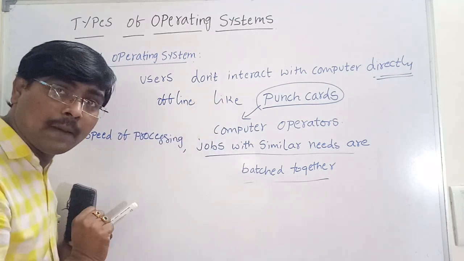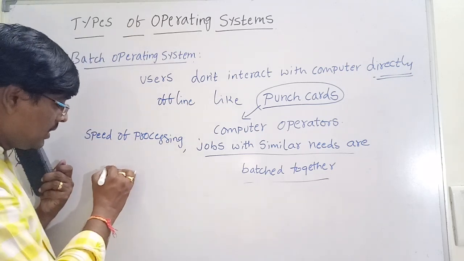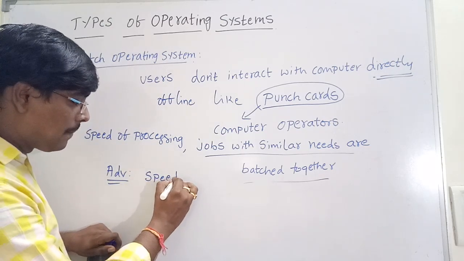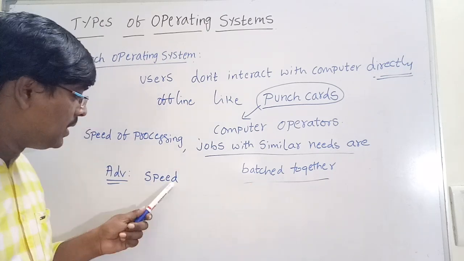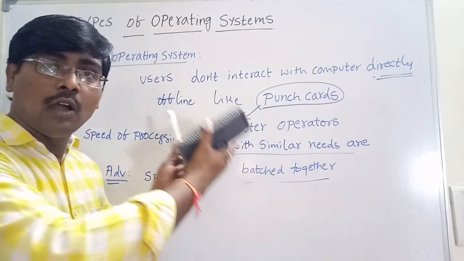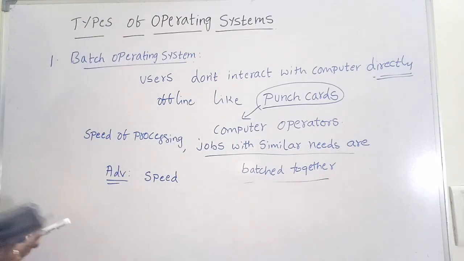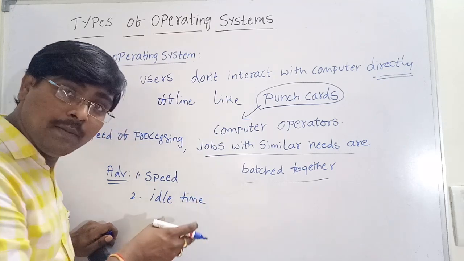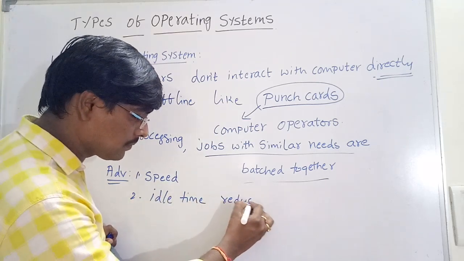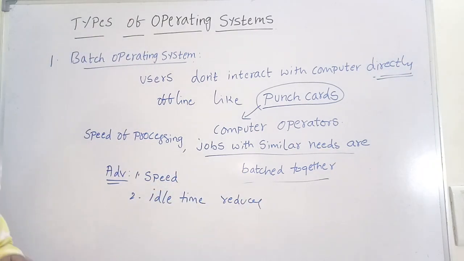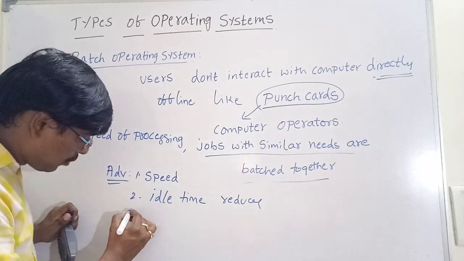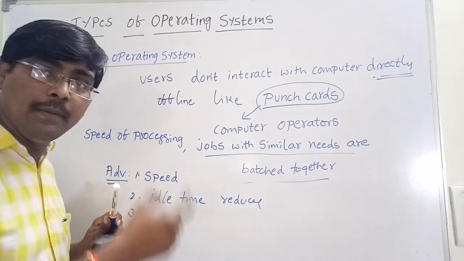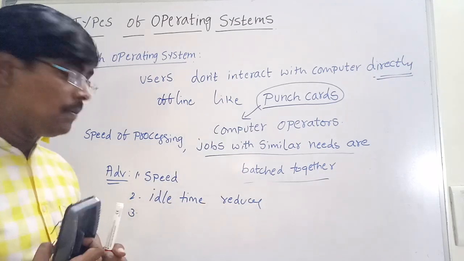Okay, these are the batch operating systems. What are the advantages and disadvantages? The advantage is speed. Processing speed is increased because the jobs are executed together. Next, idle time, which is simply waiting time, is reduced. Since we execute batch by batch, the idle time is very small. One more point is that the system can repeatedly perform a task. The same work is repeated multiple times.